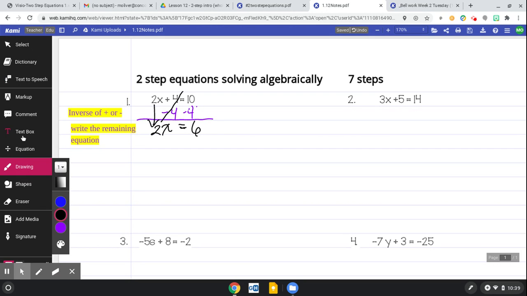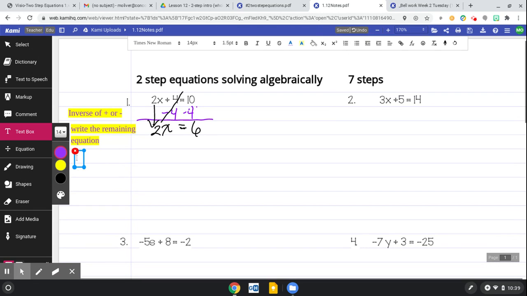Now I need to do the inverse of my multiplication. I'll put a little star for our multiplication. Multiplication. I can move this out of my way.